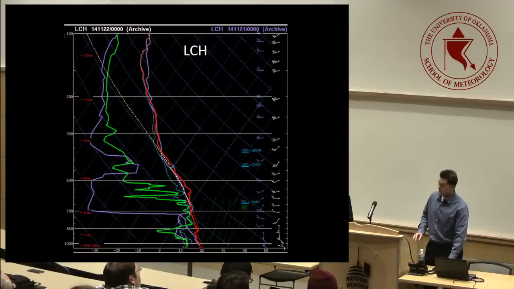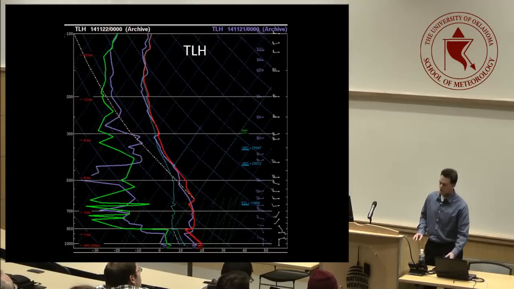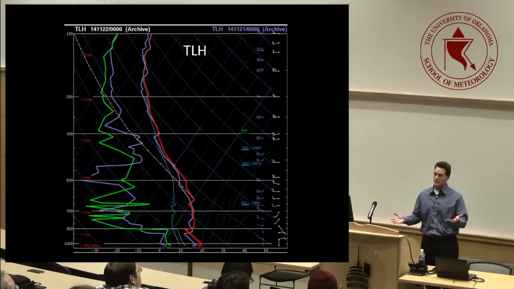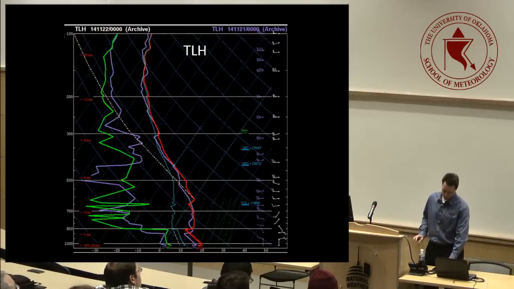Lake Charles, same sort of problem, not much change yet because they're not really in the onshore flow phase. And then Tallahassee, with the ridge still sitting there, nothing much has changed for them.